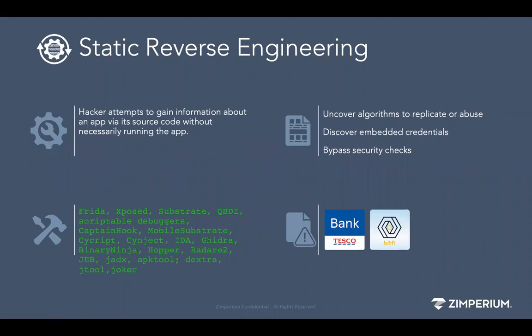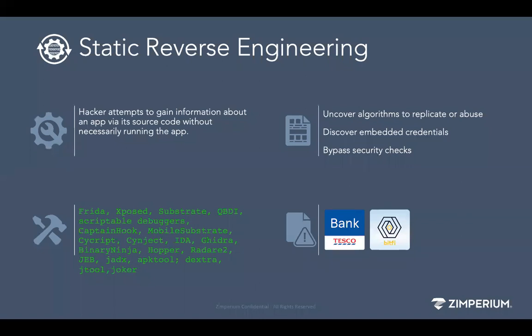In static reverse engineering, the hacker attempts to gain information about an app via its source code. They're just going to download the app and look at what's inside it, trying to uncover how the app works. They're looking for algorithms, embedded credentials, or what type of security checks you have in place. They're going to learn how to bypass those.